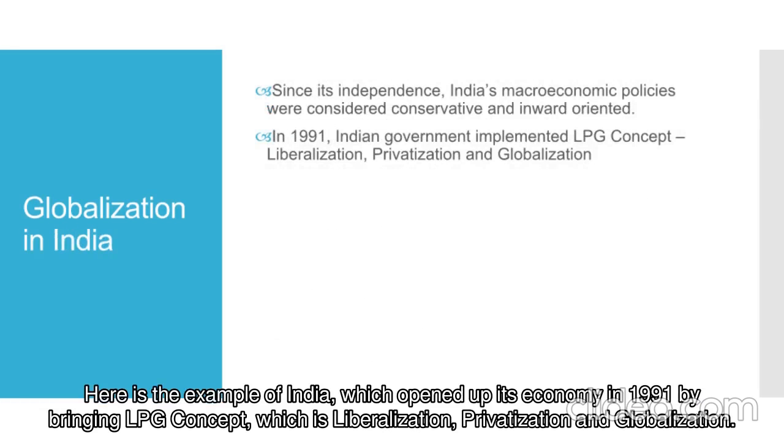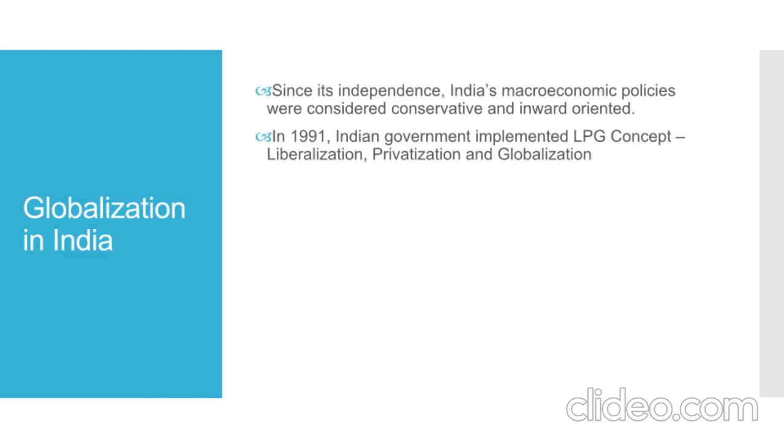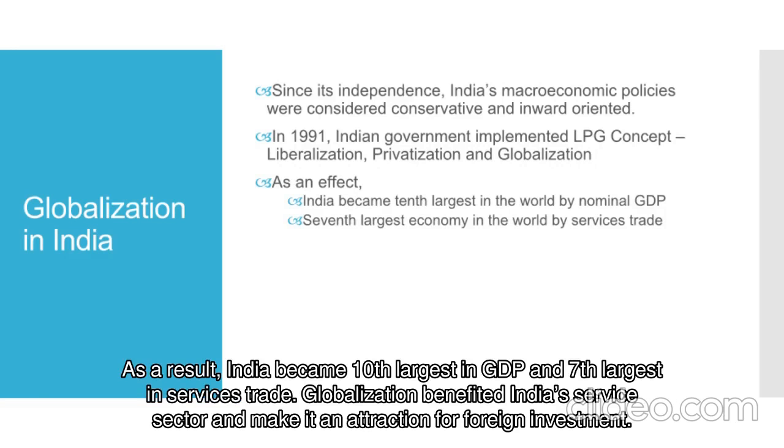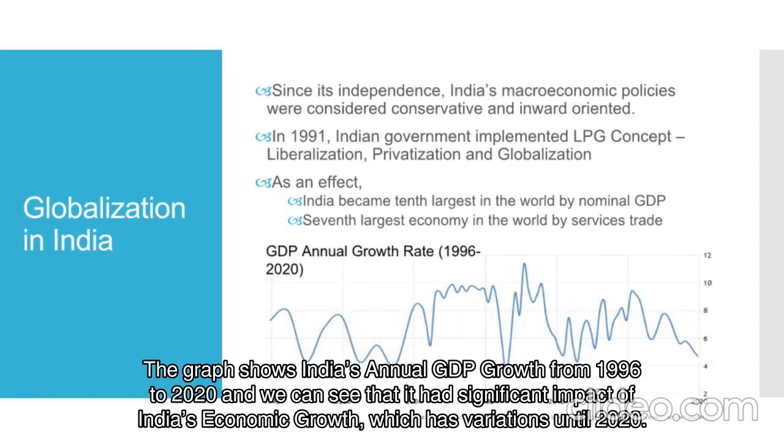Here is the example of India, which opened up its economy in 1991 by bringing the LPG concept, which is liberalization, privatization and globalization. As a result, India became 10th largest in GDP and 7th largest in services trade. Globalization benefited India's service sector and made it an attraction for foreign investment. The graph shows India's annual GDP growth from 1996 to 2020 and we can see that it had significant impact on India's economic growth, which has variations until 2020.